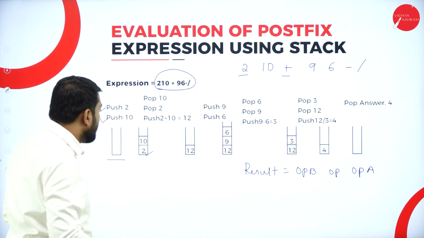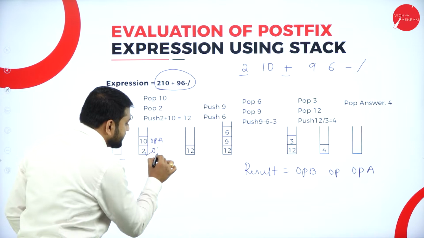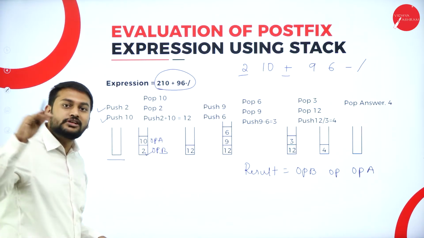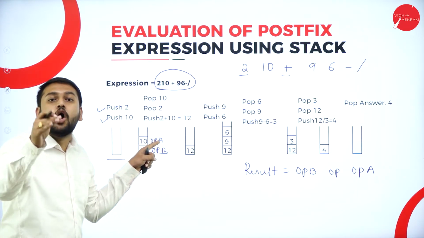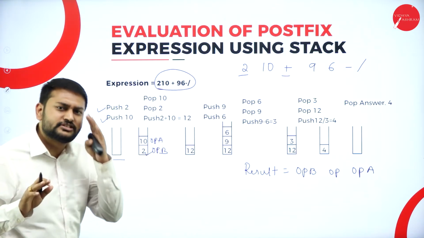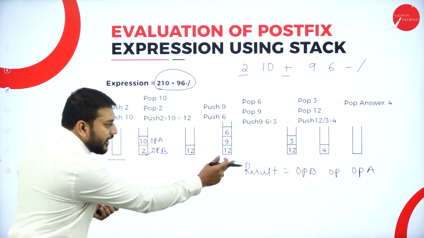So observe here. I will treat this as operand A and this as operand B always. Observe what is there on the top of the stack. I will treat that as operand A and below that I will treat that as operand B. This is the first important thing that you need to remember. So fine. Guys, apply this formula.